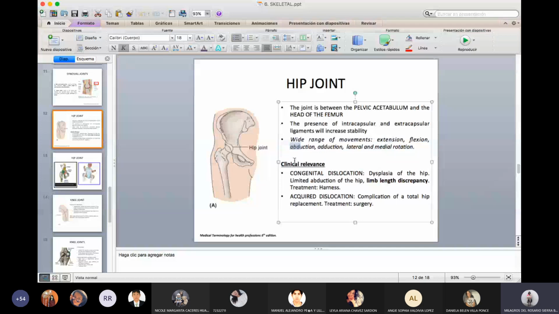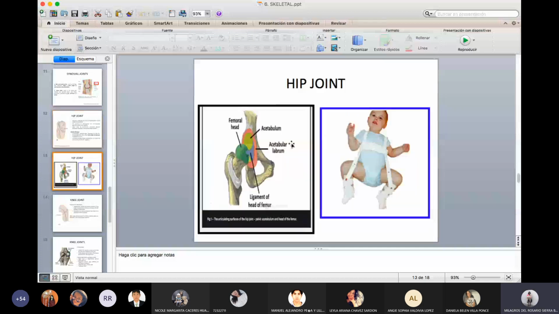These are some pathologies related to hip joint abnormalities. For example, congenital dislocation, when there is a dysplasia of the hip and there's a limited abduction of the hip. Something that you see very commonly is this limb length discrepancy. This is why they limp. And the treatment for this is the harness when they're babies. And then in acquired dislocation, this is a complication of a total hip replacement, and the treatment in this case would be surgery. Okay, so this is a harness that you put in babies.